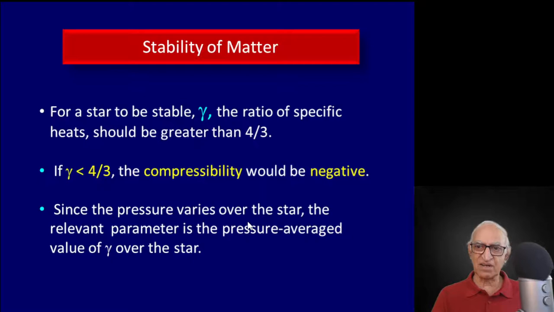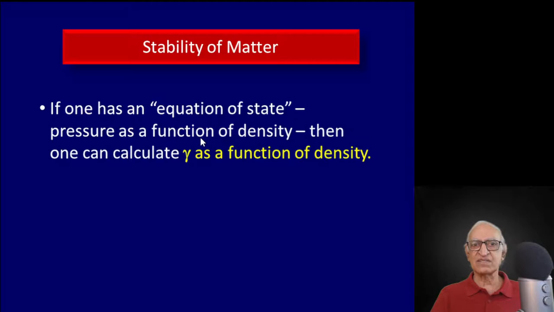Since pressure varies over the star, the relevant parameter is not some fixed number gamma, because gamma depends on the pressure, and the pressure varies from the surface to the center of the star. So you take some average of the gamma. So the statement is the average value of gamma over the star must be greater than 4/3 in order for the star to be stable against compression. Now, how do you calculate this factor gamma, the ratio of specific heat? If you have an equation of state, pressure as a function of density, then you can calculate this gamma using thermodynamic relations, because gamma is simply the ratio of specific heat at constant pressure to constant volume.